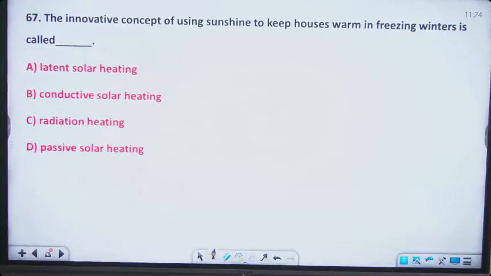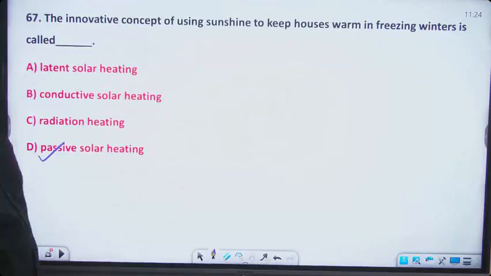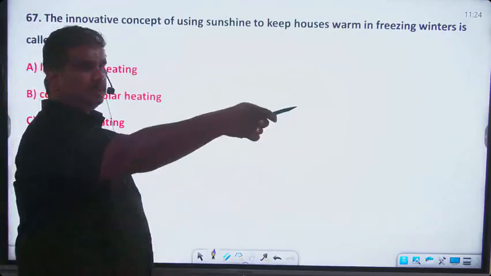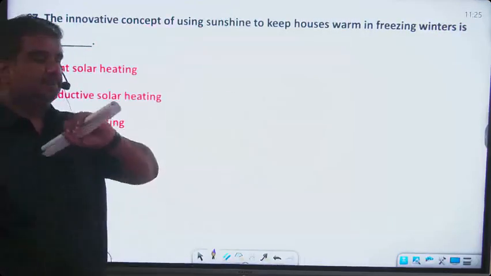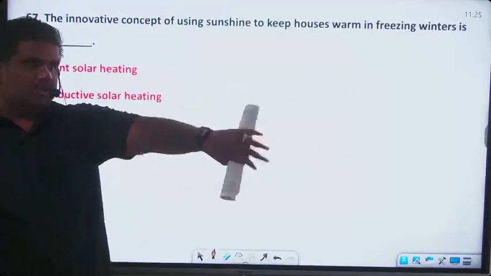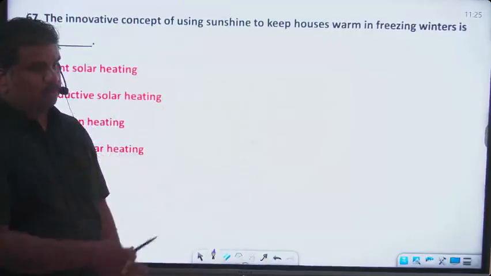Then, the innovative concept of using sunshine to keep houses warm in freezing winters is known as passive solar heating. And what is this particular passive solar heating? How does it work? Now, for example, suppose that if you talk about those two big glasses, a first glass... Can you just close the glass?